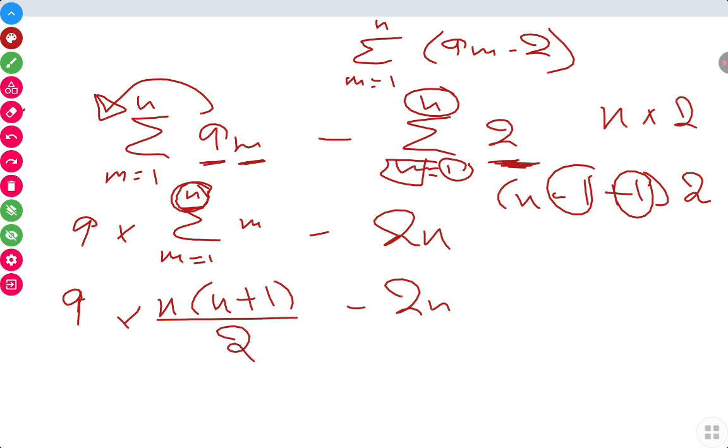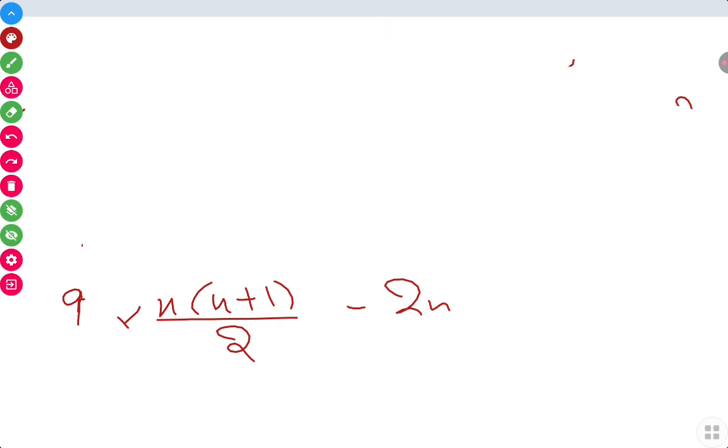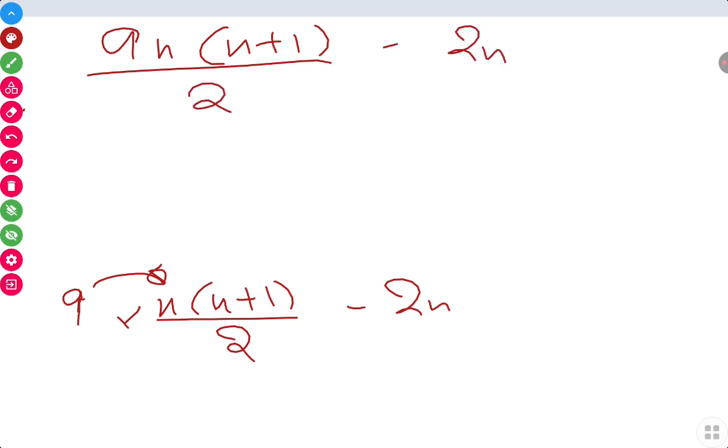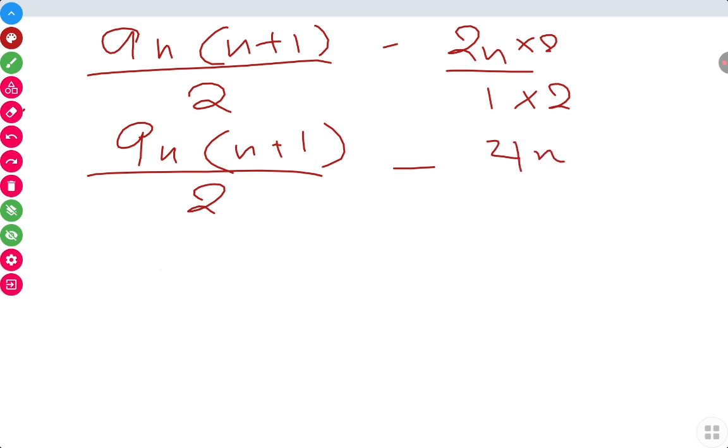Okay, so multiply 9 times this fraction, it will just become 9 times n times n plus 1 over 2, minus 2n. So whenever you're subtracting two fractions, okay, this is 9n times n plus 1 over 2, and this is 2n over 1. Whenever you're subtracting two fractions, you need to have the same denominator. So we multiply 2n by 2, so it can have the same denominator. We get 9n times n plus 1 over 2 minus 4n over 2.